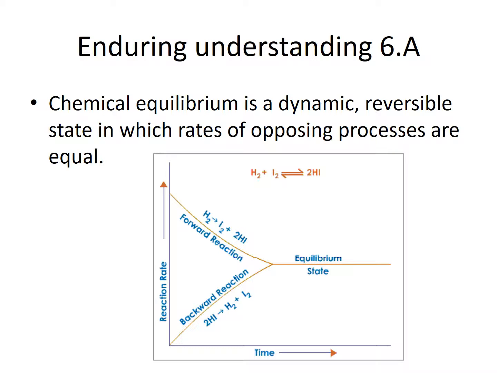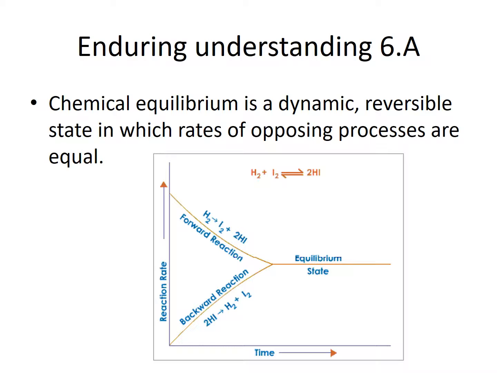Over time, at some point in the future, we don't know if that's going to be a few seconds or a few minutes or a few hours, the forward rate slows down, the reverse rate speeds up, and they reach a point about halfway through the graph where they are equal. When you reach that point where the forward rate equals the reverse rate, you are using up H2 and I2 as fast as you are reforming them. You are making HI as fast as you are using it up.